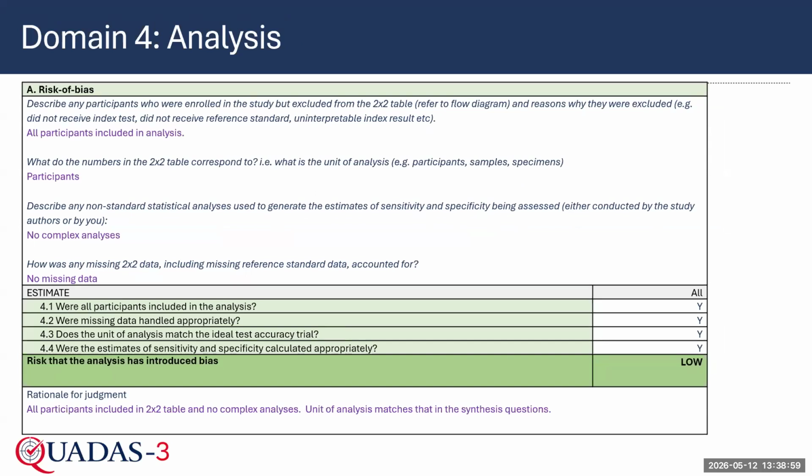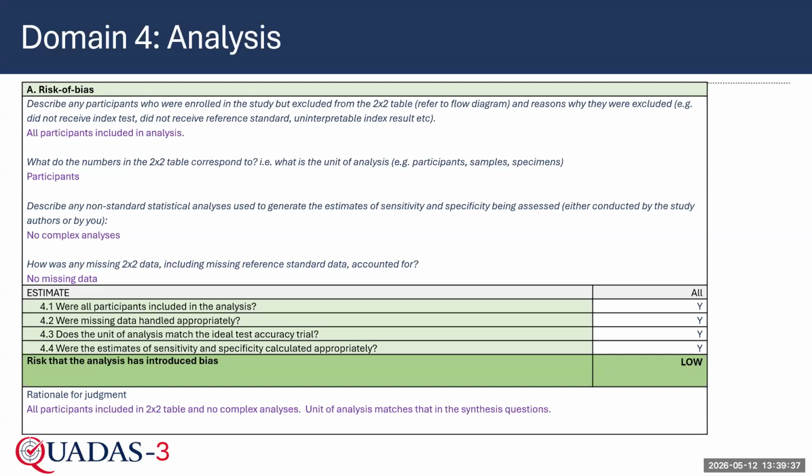So first of all, we've got to describe any people that were enrolled in the study that didn't end up in the 2x2 table. And that's where your flow diagram is particularly helpful to try and unpick that. And here we've got all our participants that were enrolled in the study included in the analysis. We've got a question about the unit of analysis. So for this study, it was pretty much always going to be participants, but you do see a lot of studies where you might have participant samples, specimens, and so it's important to specify what that is.